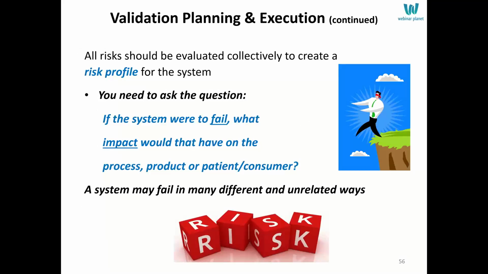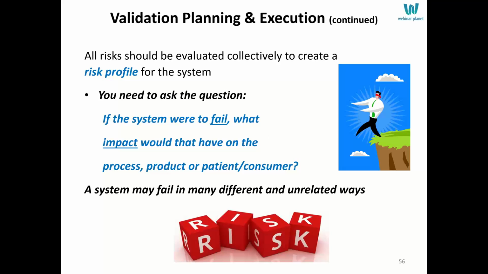So with the high-level system risk assessment, ask the question: if the system were to fail, what impact would that have on process, product, patient, or consumer? And we know that a system can fail in many different and unrelated ways. Keep it simple. I use 3 particular scenarios. One is where there's a power outage, or for some reason the system's not available. The second one is where you have a software glitch that's really very low level, more cosmetic. The third is a software glitch that's more serious, where, say, your system is recording results incorrectly, or saying something's in spec when it's out of spec, and you could make a bad decision about releasing product.